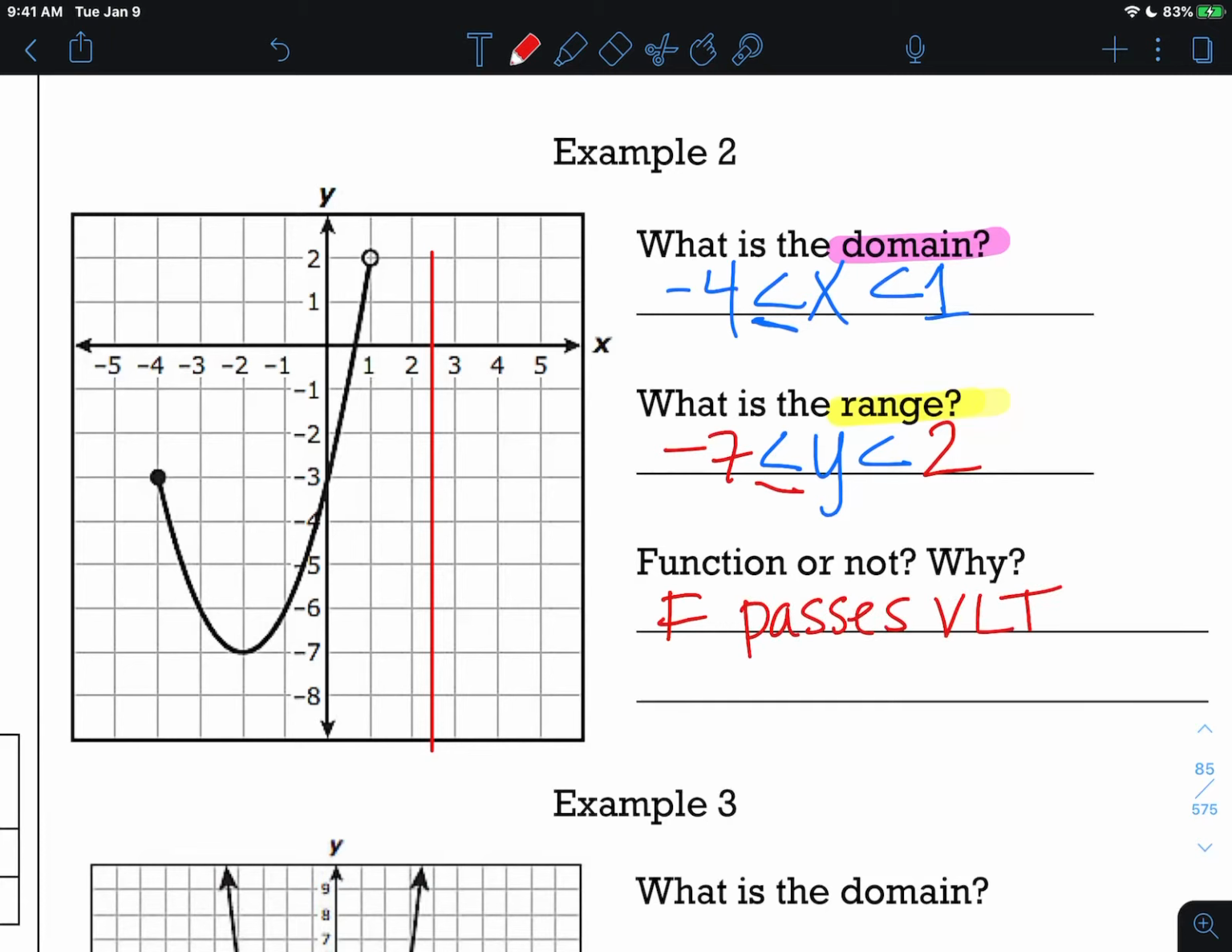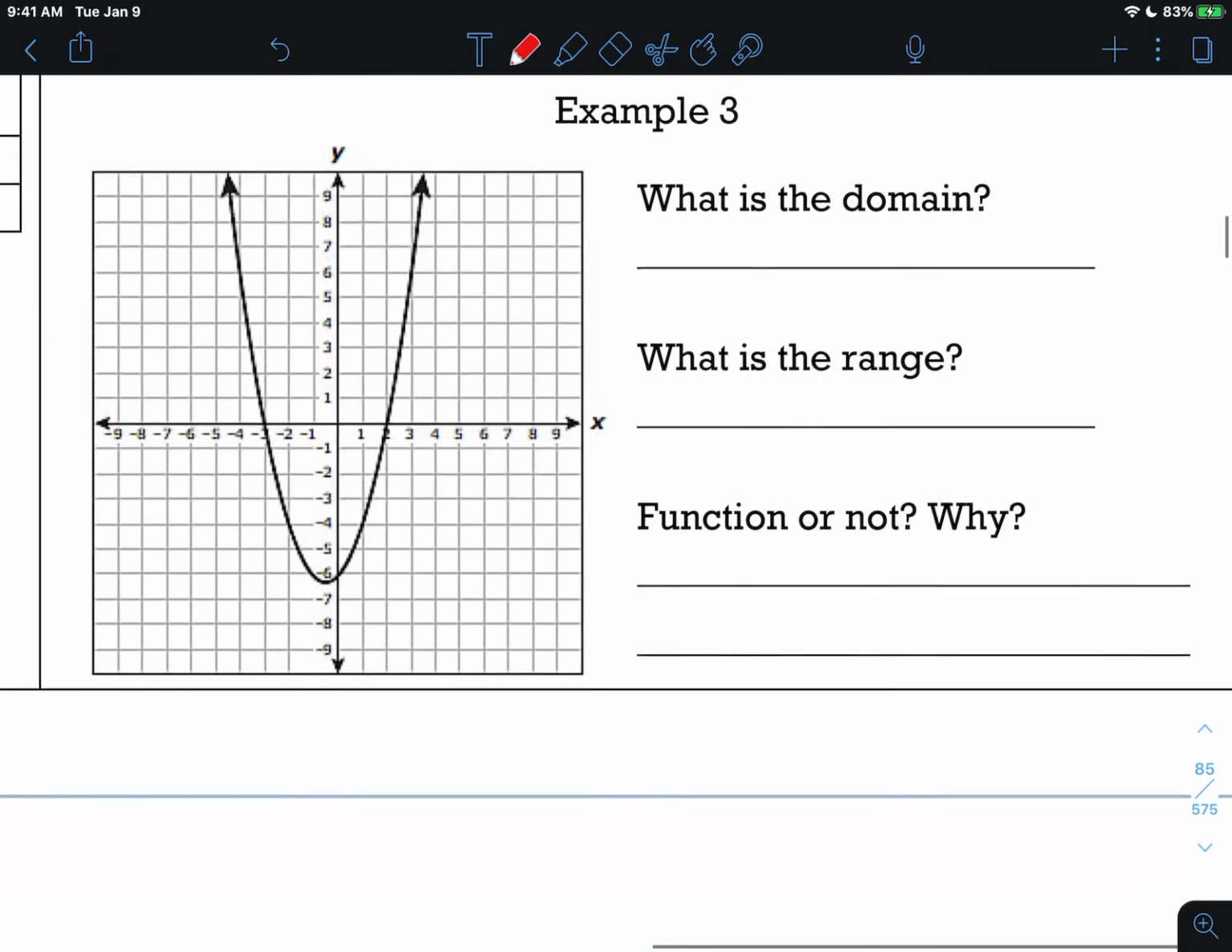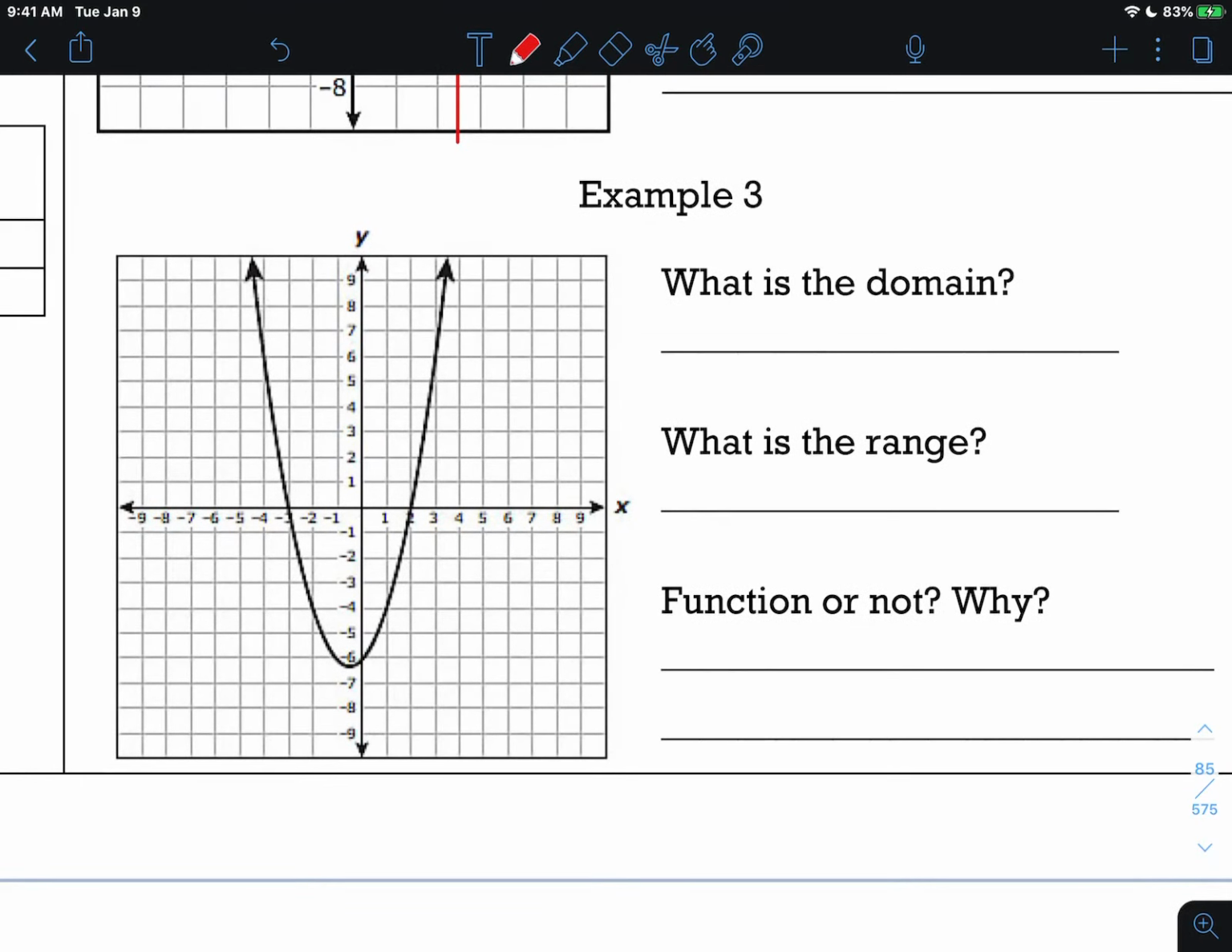Now, number 3 is a little bit different. This is a little bit more difficult, and this is where they like to trick folks. Don't be tricked. So anytime your domain or range, the furthest left, furthest right, furthest up, furthest down, has an arrow, that is some kind of infinity, okay?